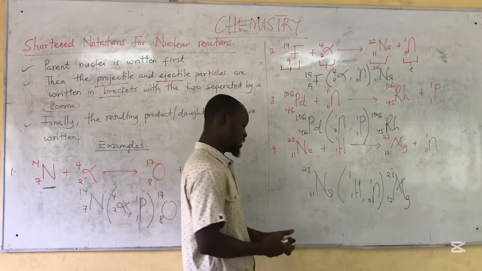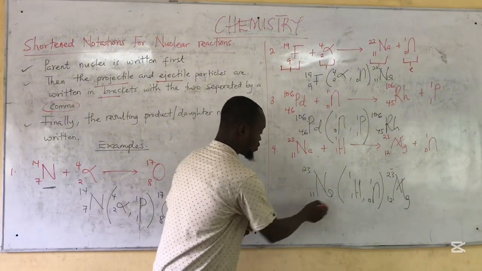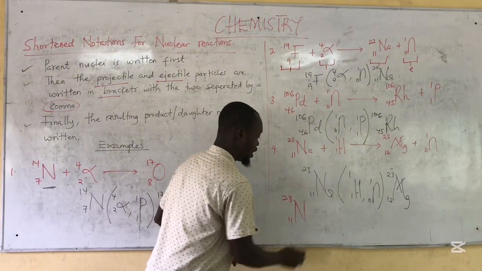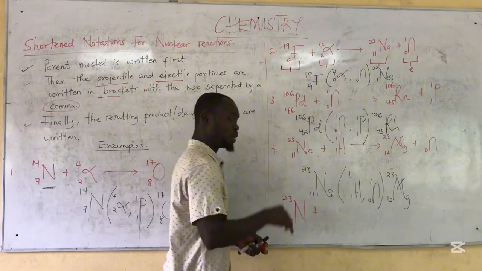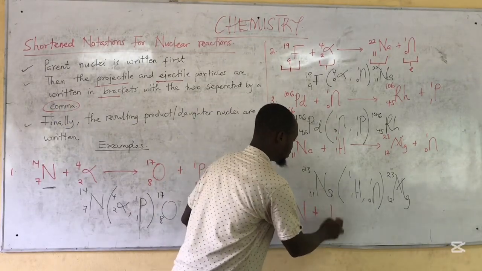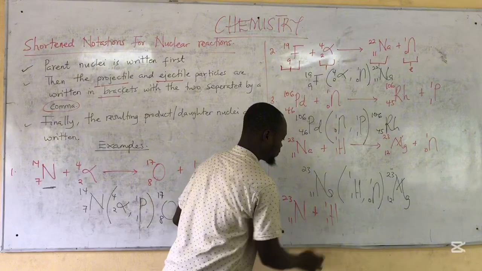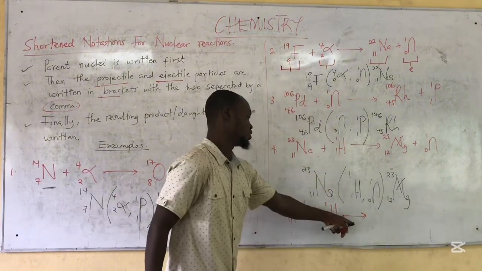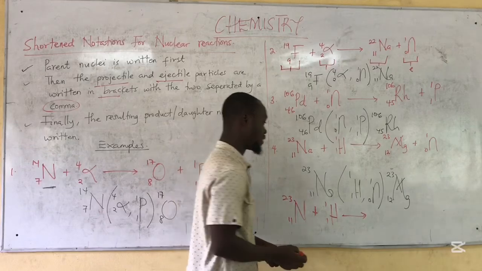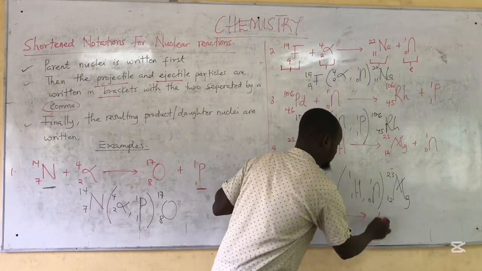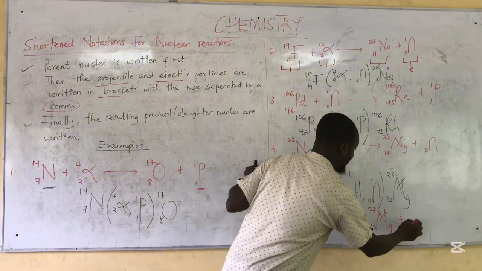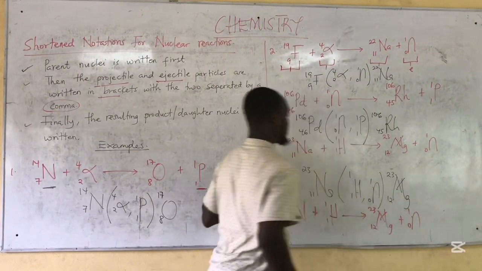So in an easy way as well, you first of all write the parent nuclide, and then you add the projectile to the parent nuclide. So our projectile here is the proton, that is the protium, and then you bring your yielding symbol or the sign, and then you write the daughter nuclide, and then you add the ejected nuclide, the ejected particle.